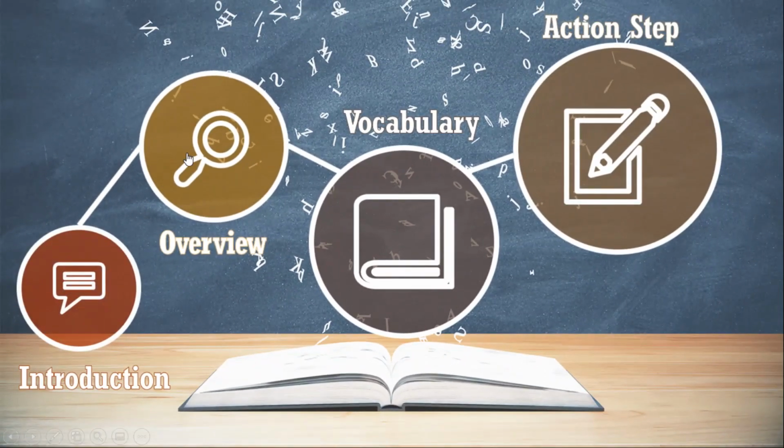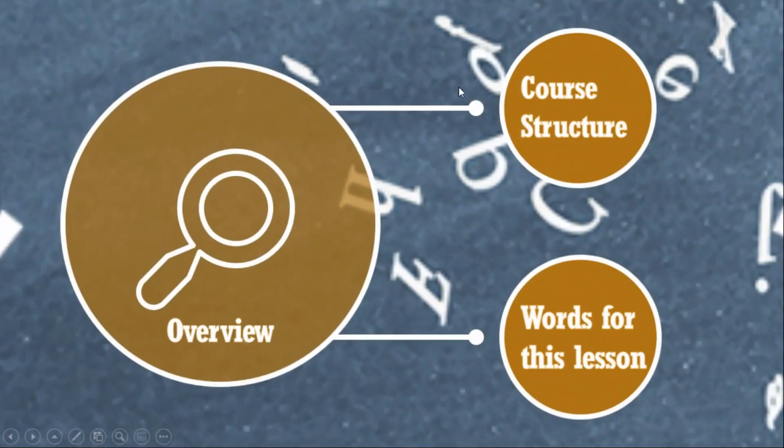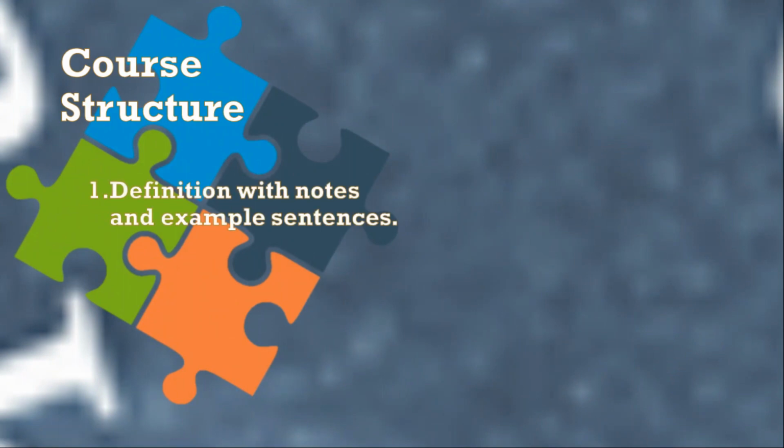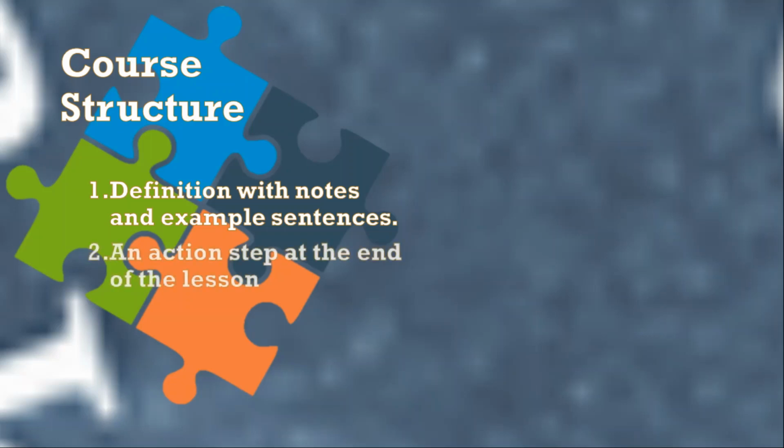Okay, so in this lesson, the things that we are gonna be doing is we are gonna be defining the words that we're gonna learn. Of course, we can see in this PowerPoint that we will have notes and example sentences in it. Not only that, we are going to have an action step, if you will, or you can call it an exercise at the end of the lesson. That's why we need to have our Family and Friends workbook.